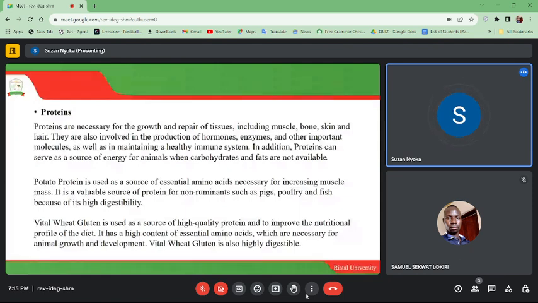It is a valuable source of protein for non-ruminants such as pigs, poultry, and fish because of its high digestibility. And then vital wheat gluten is used as a source of high quality protein and to improve the nutritional profile of the diet. It has a high content of essential amino acids, which are necessary for animal growth and development. Vital wheat gluten is also highly digestible.